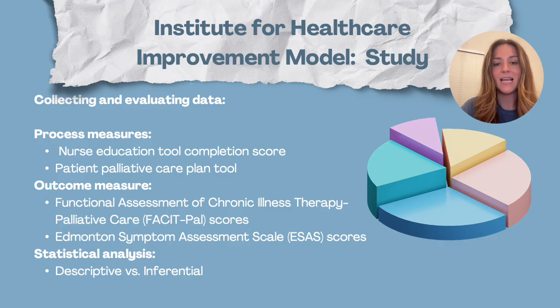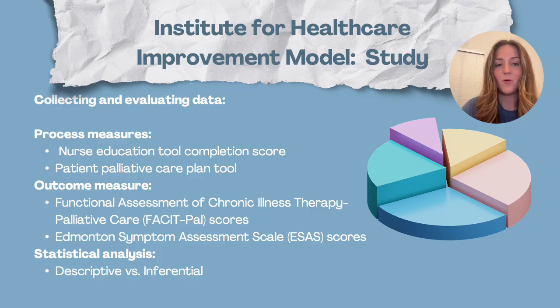Our next step in the IHI model is study, or where we collect, evaluate, and analyze the data. We have some process measures and outcome measures to collect and evaluate here. And first, we will start with the process measures, which are the nurse education tool and the patient palliative care plan tool. These process measures are in place to verify adherence to the implementation plan.